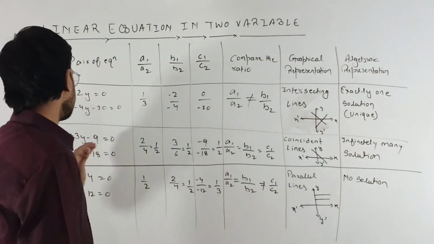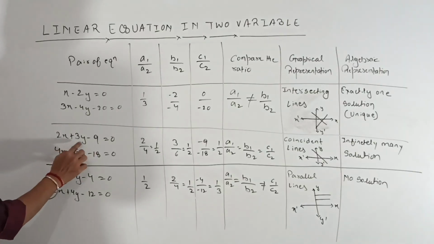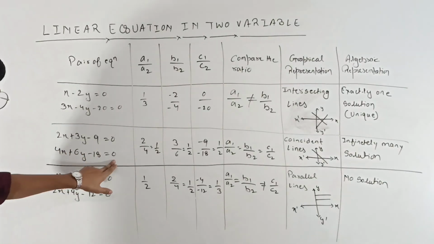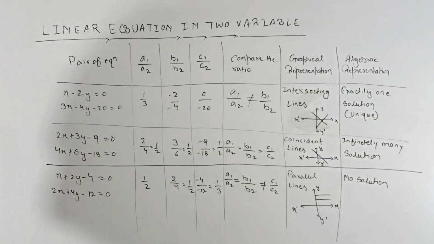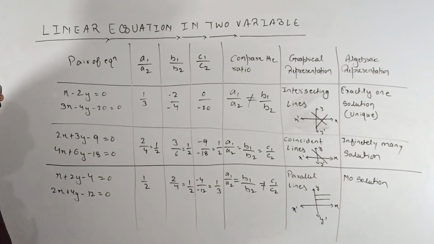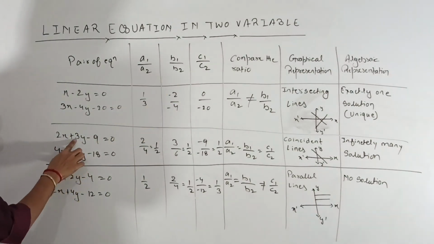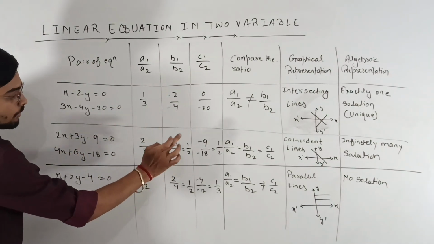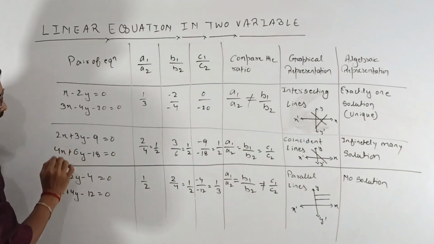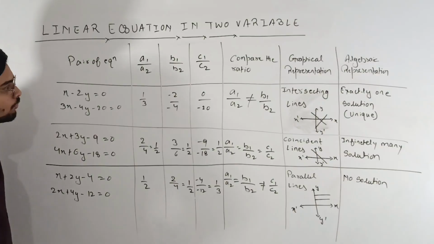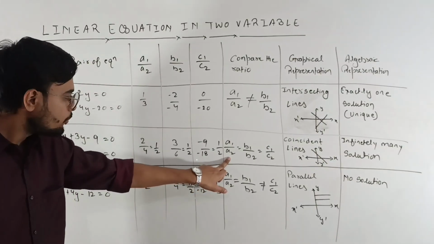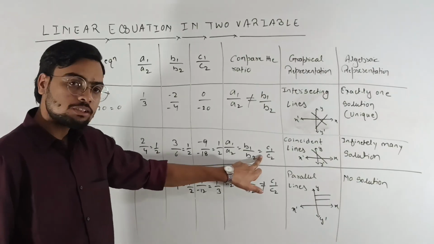Understood? Now look, second pair: we have 2x plus 3y minus 9 equal to 0 and 4x plus 6y minus 8 equal to 0. Now compare the ratios for this case. a1 upon a2: a1 is 2, a2 is 4, so 2 upon 4, which is 1 upon 2. b1 upon b2: b1 is 3, b2 is 6, so 3 upon 6, that is 1 upon 2. c1 upon c2: minus 9 upon minus 18, that is 1 upon 2. Now compare the ratios: 1 upon 2, 1 upon 2, 1 upon 2, which means a1 upon a2 is equal to b1 upon b2 and c1 upon c2.